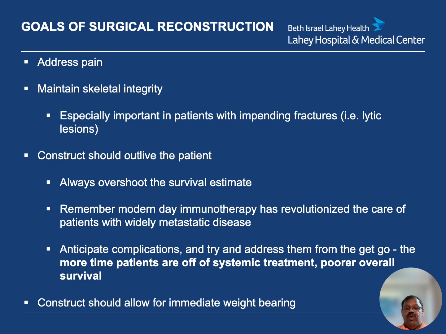You want to ensure that whatever construct you're using for reconstruction or treatment really outlives the patient in any way. Always overshoot the survival estimates. And remember that modern day systemic therapy, including targeted therapy and immunotherapy, have really revolutionized the care of patients with metastatic disease. And so these patients are living a lot longer than they were even a few years ago. And so you can't just assume that they're going to have a 6 or 10 month survival, and you want to ensure that you have a construct that really outlasts that.